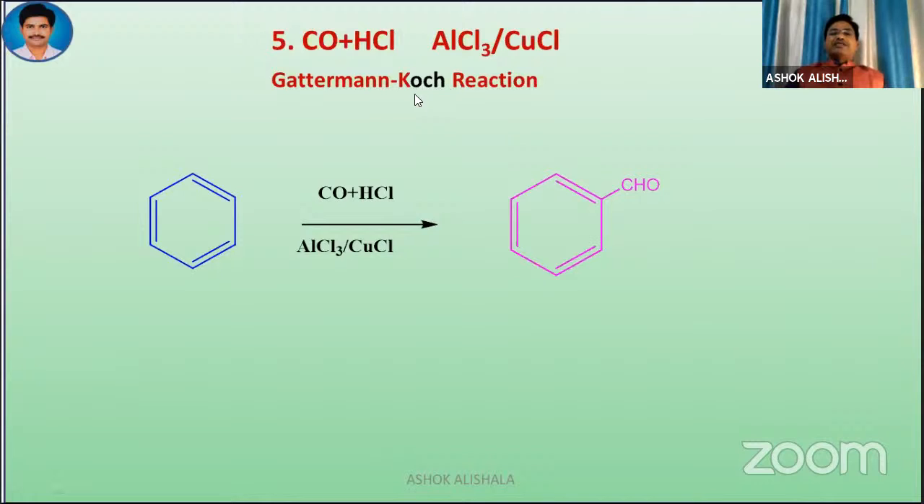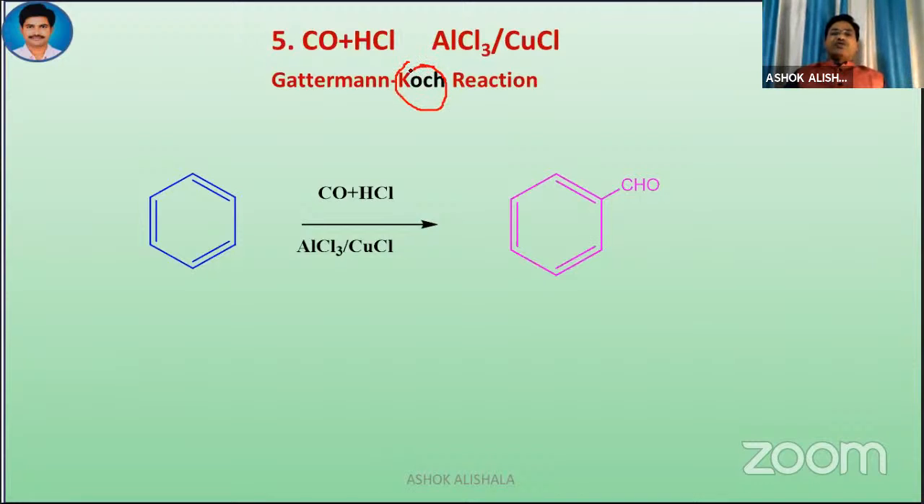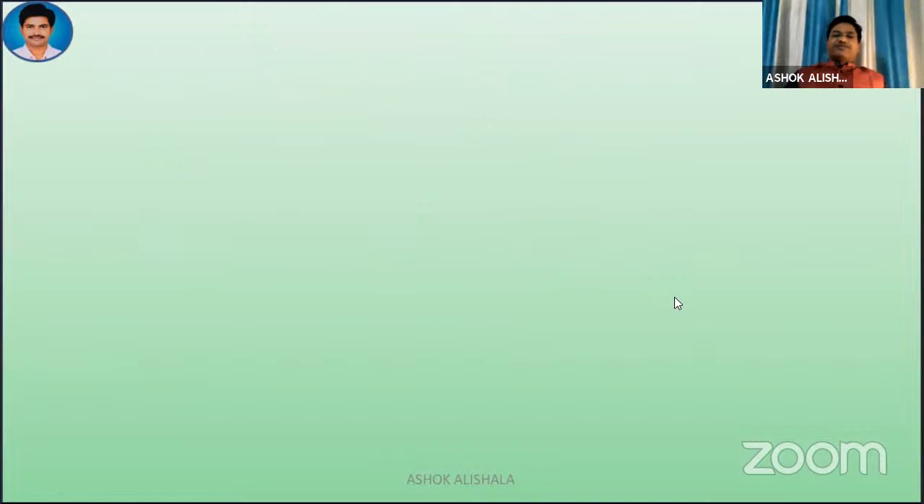It is a Gattermann-Koch reaction where benzene is converted into benzaldehyde in presence of carbon monoxide and HCl with AlCl3 or CuCl as the catalyst. This reaction is called the Gattermann-Koch reaction. Okay, remember this point. A clue I am giving here: in Koch there is a CHO, and this CHO is present in our product. That's why you remember it in this way.